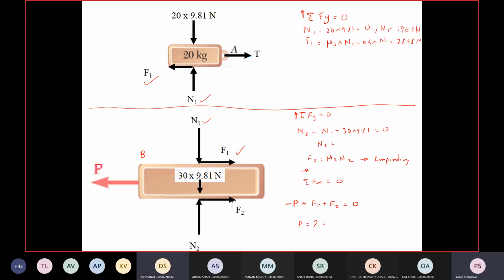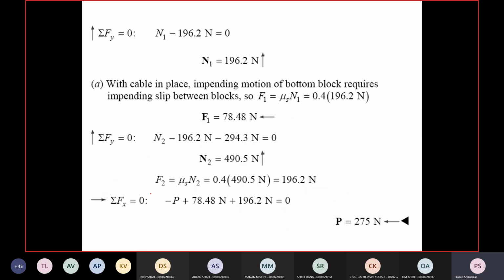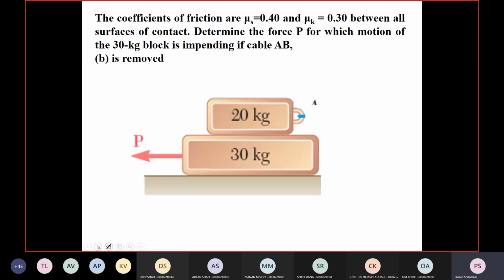Tell me the value of P. N2 is, P is 274.6. We are taking the value of P? Yes, sir. If we round it up, it will be 275 newtons. Alright, so P is 275 newtons. N2 is 490.5 newtons and F2 is 196.2 newtons. Alright. This is the calculation. P is 275. Now let's do the second case.